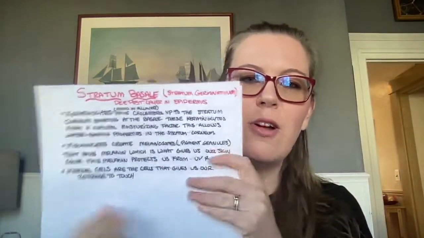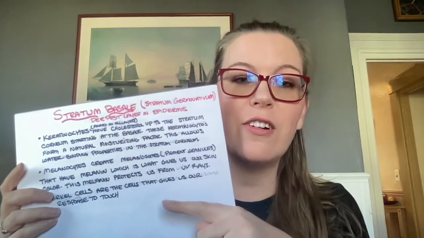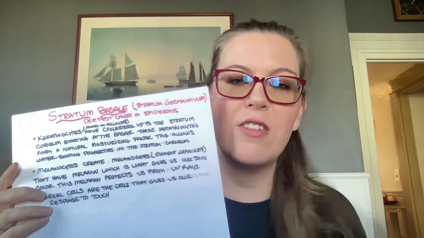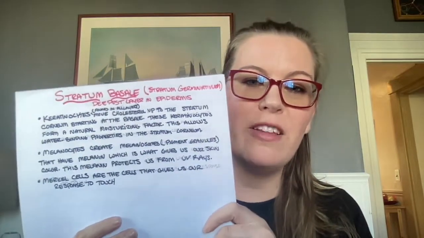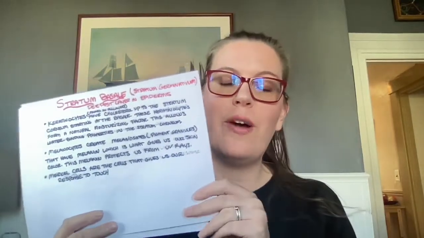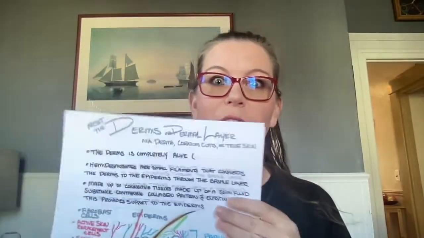Stratum basale, or stratum germinativum. This is our deepest layer in the epidermis. The keratinocytes here start the natural moisturizing factor. It allows water bonding properties to the stratum corneum. Melanocytes create melanosomes, pigment granules. This is where we get our melanin, which creates the color of our skin and also protects us from UV rays. Merkel cells are found here, and they are responsible for our response to touch. They have our feeling in it.